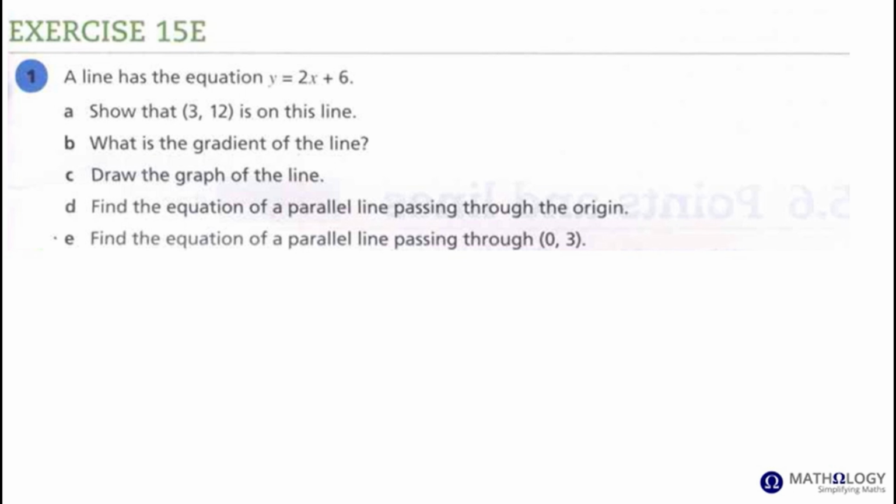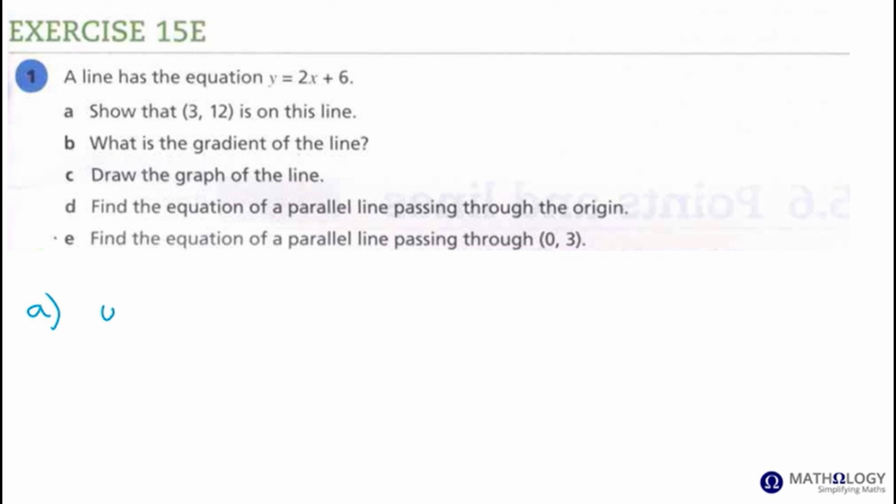A line has equation y equals 2x plus 6. Show that (3, 12) lies on the line. Okay, so to show that a point lies on a line or any other function, we substitute either both x and y coordinates into the function, or we can just substitute one or the other. If we get the corresponding coordinate from the point, then the point lies on that line.